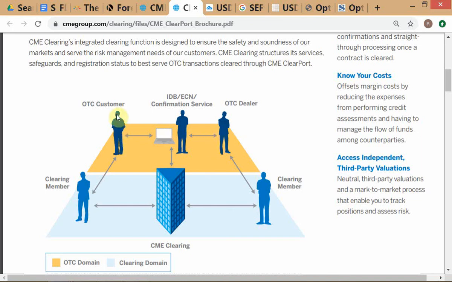Earlier there was one contract. Sydney buys $10 million at 109.30 against the yen from LA. Now there are two contracts. Sydney buys $10 million at 109.30 from CME. CME buys $10 million against the yen at 109.30, same terms, from LA. Now there are two contracts. Okay. Now this guy will ensure that nobody defaults. Is this clear? Are you following everybody?